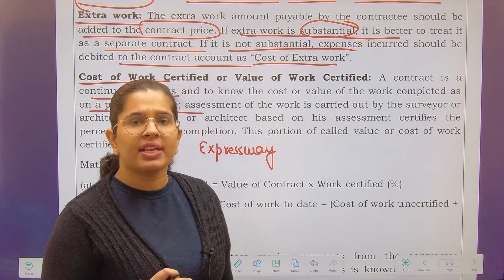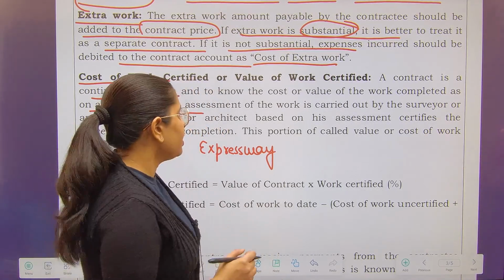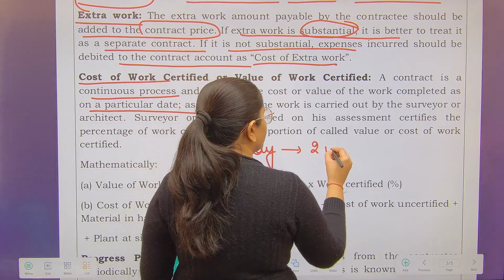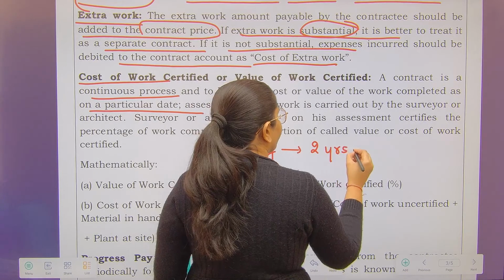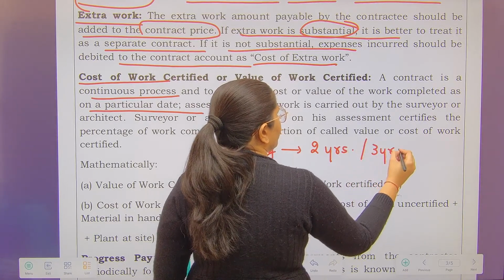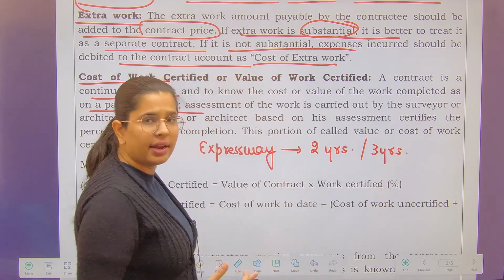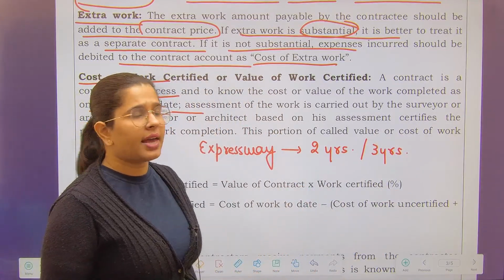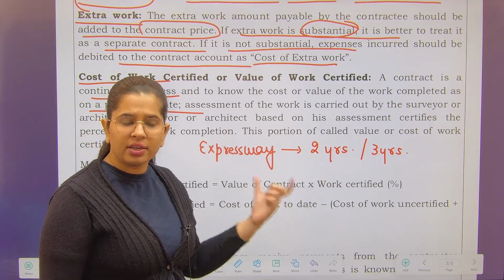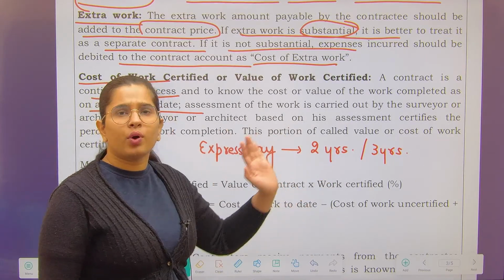So in case of expressways, can you think how much time they take? Sometimes they take 2 years. If the funding is slow, then they can also take more than 2 years or 3 years, right? So in this scenario, the contract is not getting finished within 1 year. This is an ongoing process.